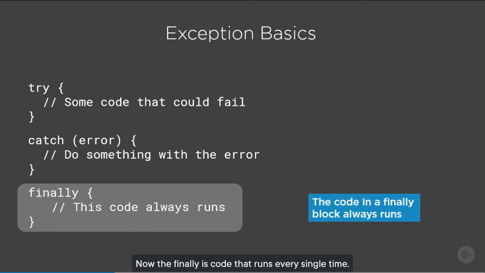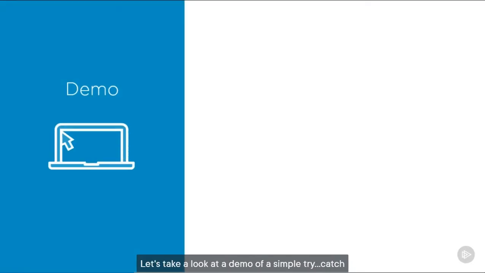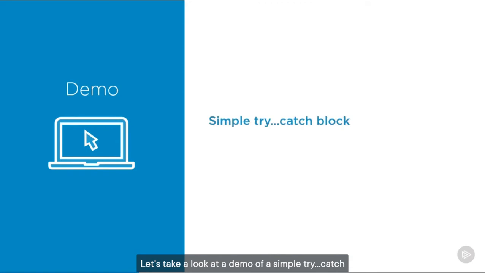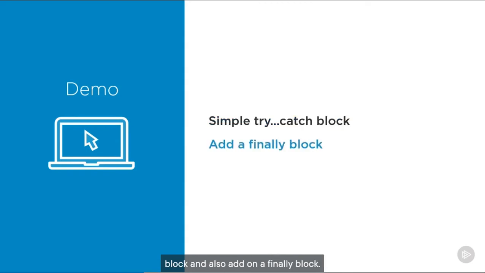Now the finally is code that runs every single time. This is optional. You may not need a finally block every single time. Let's take a look at a demo of a simple try-catch block and also add on a finally block.